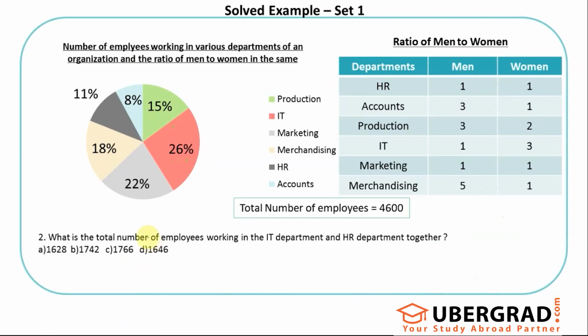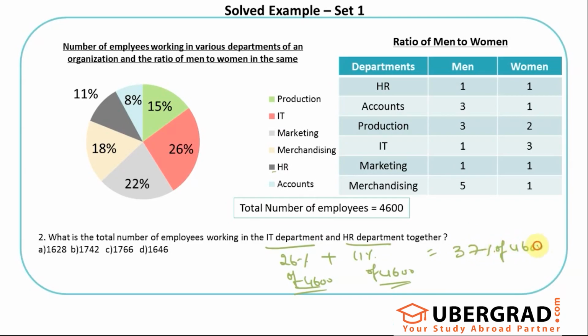What is the total number of employees working in the IT department and HR department together? For this, I only need the first graph. It is talking about the overall number, not with respect to gender. IT department, what is the percentage? 26%. HR, 11%. This is 26% of 4600. This is 11% of 4600. So I can actually add both, because it is the same value. So 26 plus 11 is 37% of 4600.